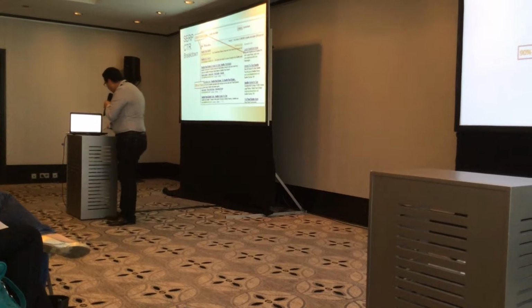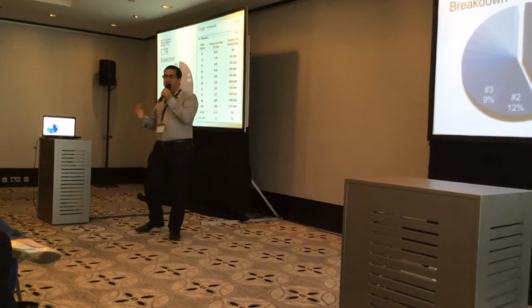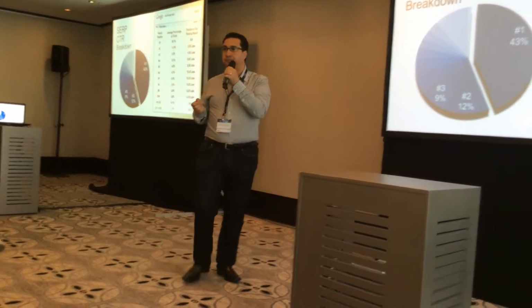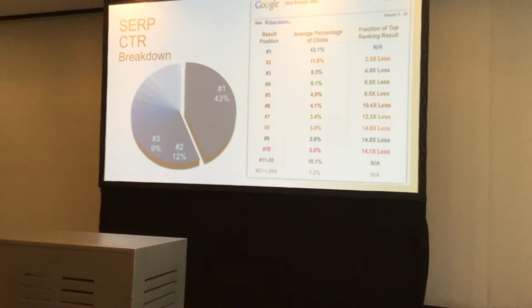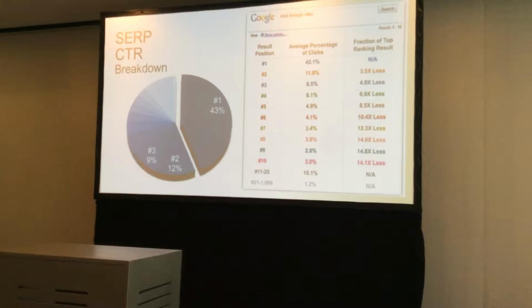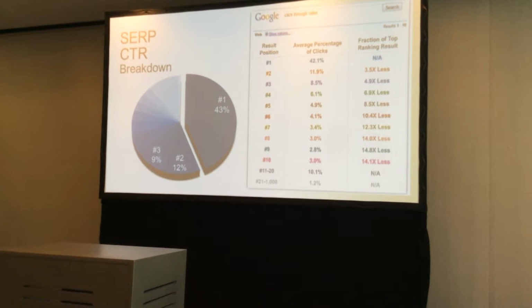And what we find when we look at that is that not very many people actually even scroll down on the results anymore. In fact, the 8th, 9th, and 10th search results get 14 times fewer clicks than the first result. These are Google statistics.